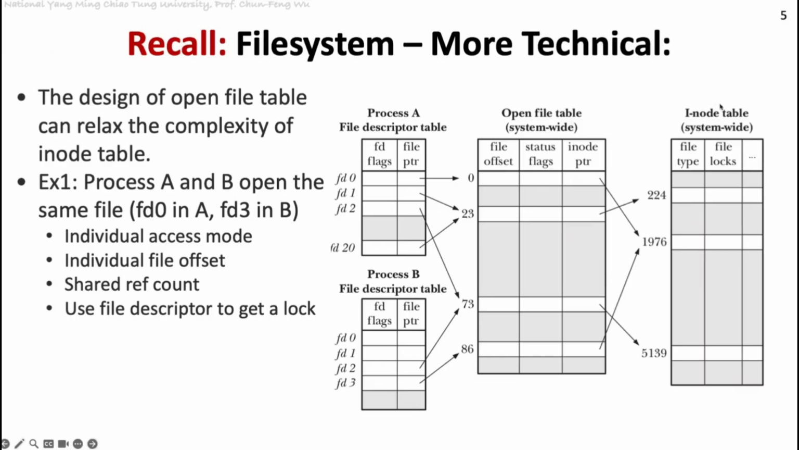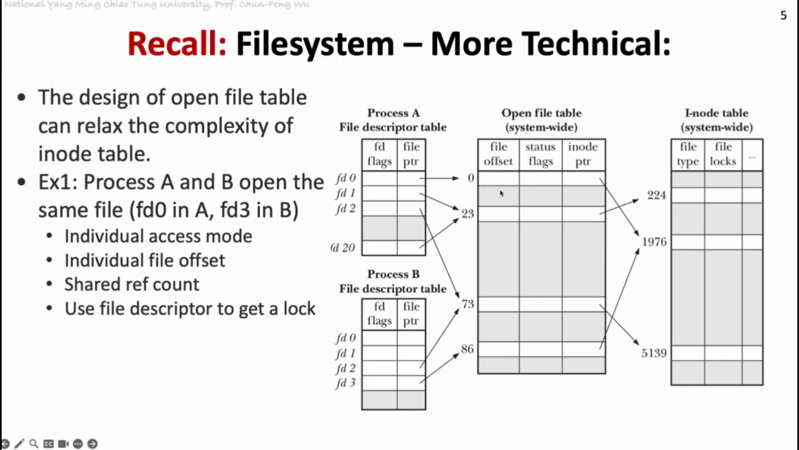If we only have the inode table and don't have the open file table, and we have two processes accessing the head and the tail of the file, then the inode table cannot handle it, because usually in the inode table we can only store one offset, just the position the file is currently being accessed. But with the open file table, we can realize this design. In this example, FD0 and FD3 point to different entries in the open file table, so they can maintain their own file offset.